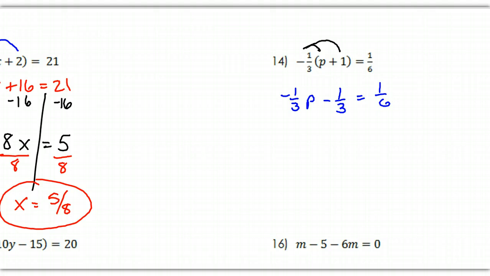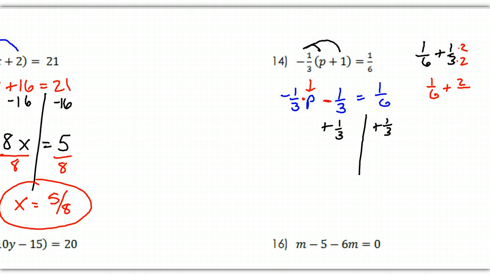So now to get this p by itself, we have multiplication and subtraction. We have to undo the subtraction first by adding 1/3 to both sides. And off to the side, 1/6 plus 1/3, getting common denominators. We have 1/6 plus 2/6, which is 3/6. Actually, why don't we simplify that? 1/6 plus 2/6 is 3/6, which is actually 1/2. So all this was 1/2, and I put it there in my answer.